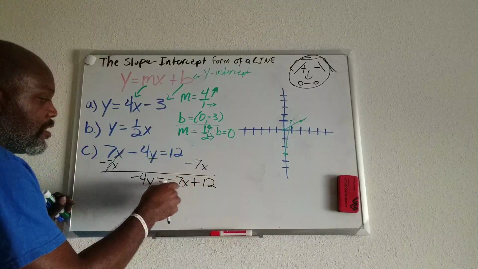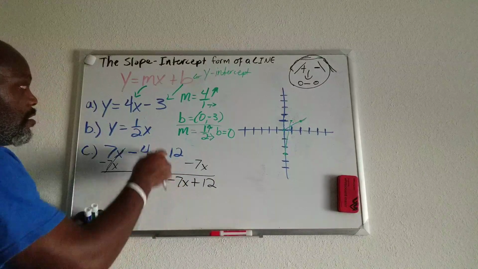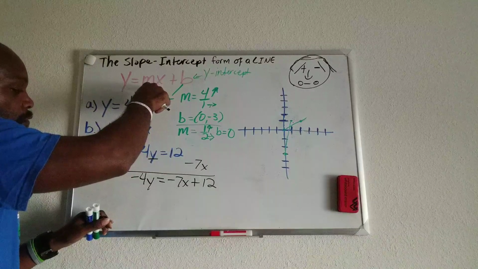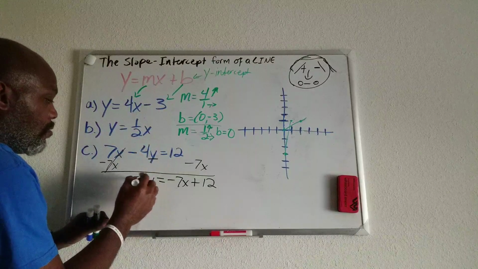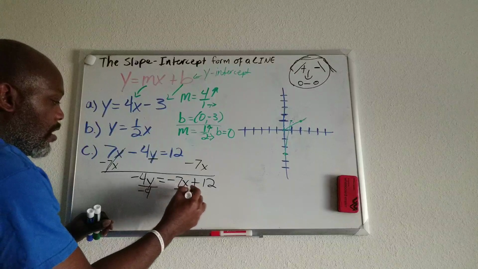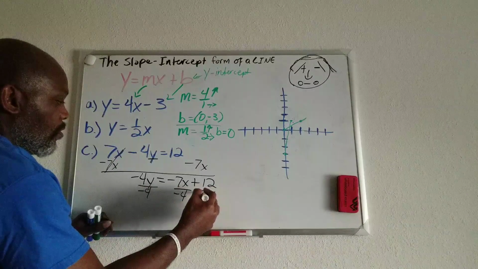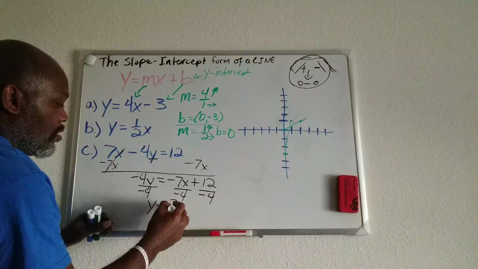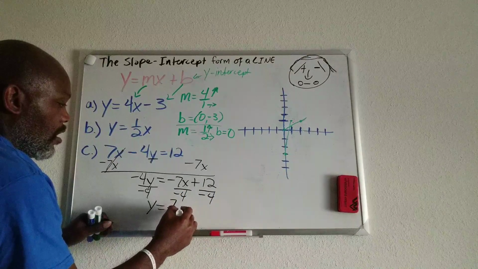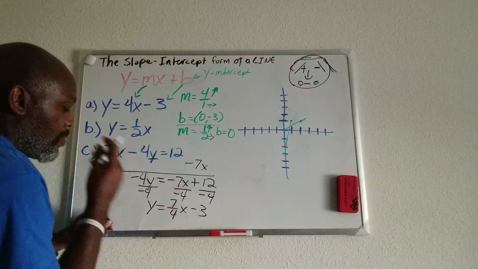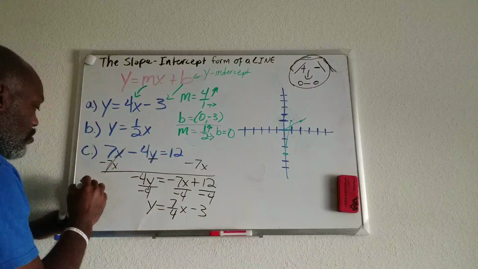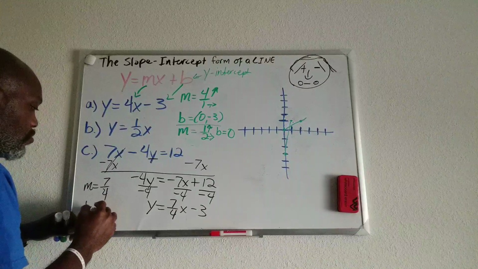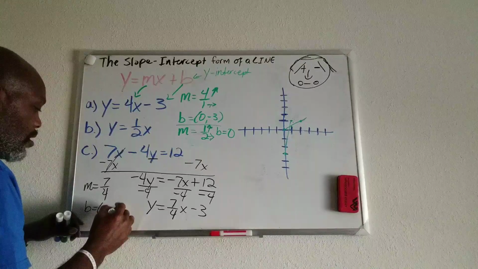The reason why I put the -7x here is because in my formula, the slope and the x has to go first. So here, to get y by itself, I'm going to divide each term by -4. So y equals 7/4x minus 3. So my slope is 7/4, and my y-intercept is 0, -3.